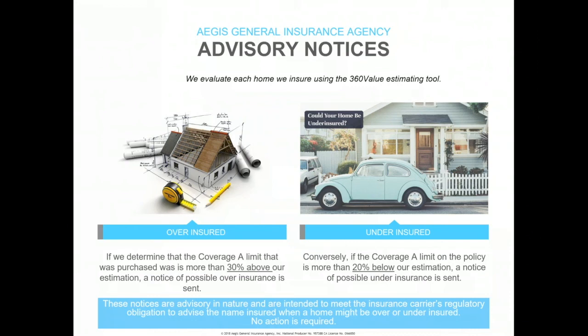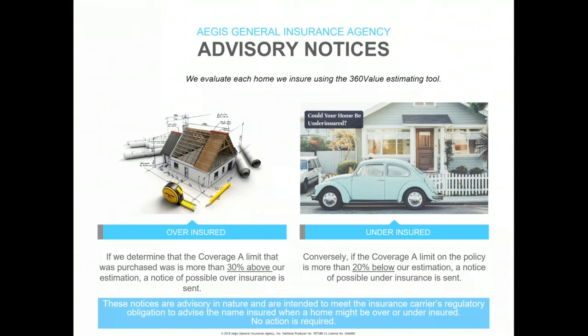And so what we do on the back end is we evaluate every home we insure using the 360 value tool, whether you provide your own value or not. And we do that to be very consistent as a carrier, that we are always evaluating them. We do look to see if we think that they may be underinsured or overinsured. We have a threshold, so if they're more than 30% overinsured or more than 20% underinsured, and the reason it's 20% on the underinsured is to match up with that co-insurance clause.